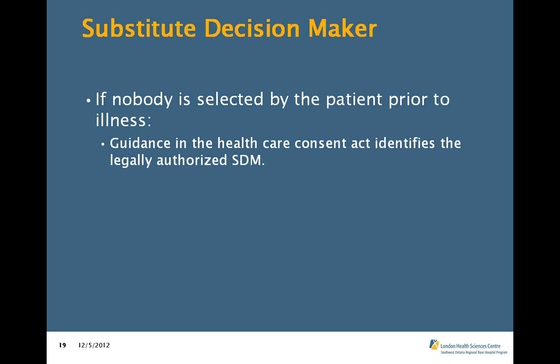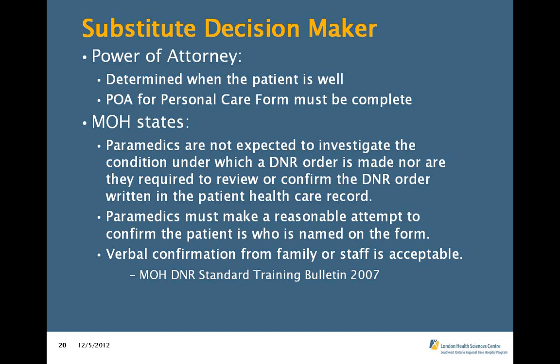Yeah, there's the power of attorney for your money. We should never sign that over, right? And then there's the power of attorney for care, which would be very highly ranked in the substitute decision maker listing. So a power of attorney is determined when the patient is well, and a POA for personal care form must be complete. So there are steps in place to make sure that this is government regulated as to who these people are.